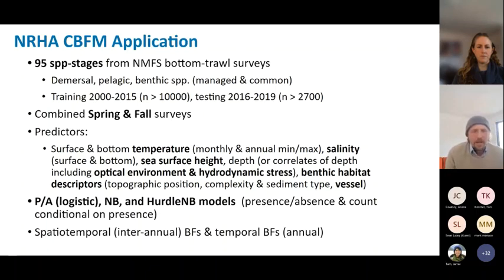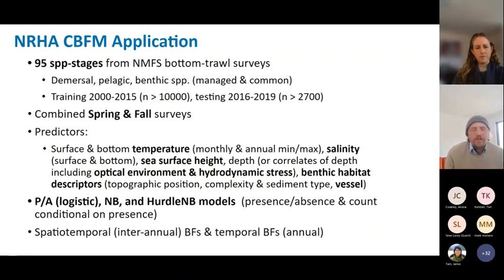We also include benthic habitat descriptors, as our Canadian counterparts have described already. I don't know if ours are as good as theirs, but we're working on it. So we fit several models: presence-absence models, as well as negative binomial and a hurdle negative binomial model, because a lot of the species are very over-dispersed, and the hurdle helps to deal with that.